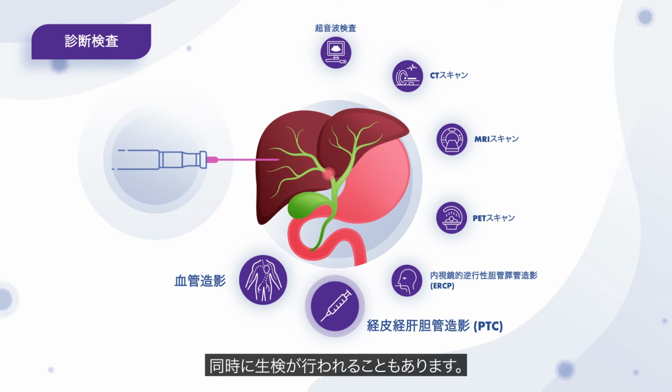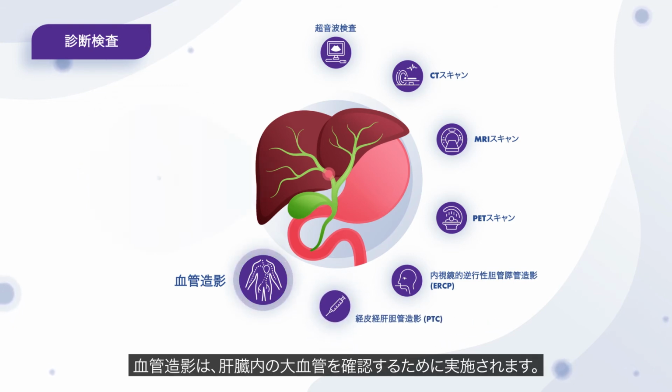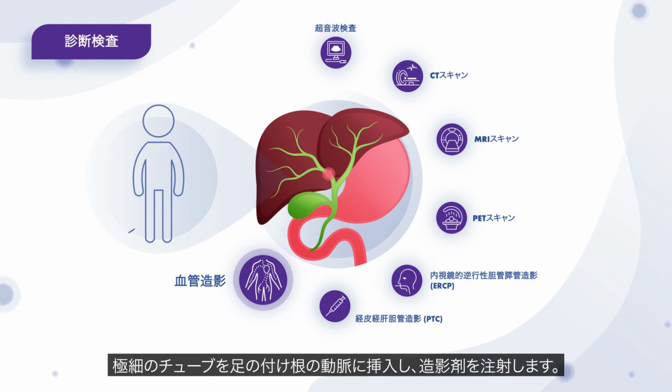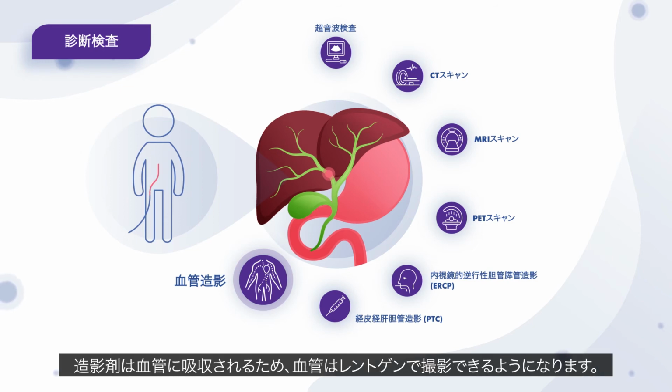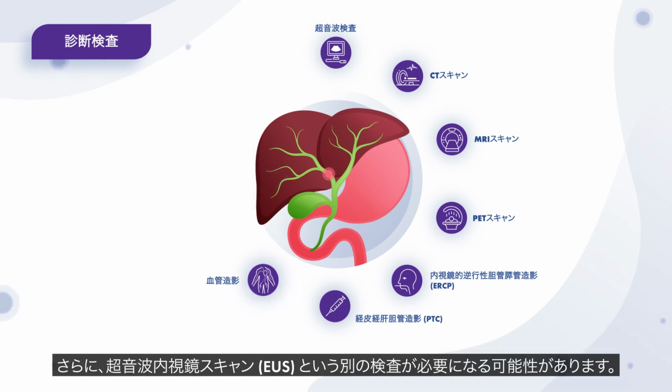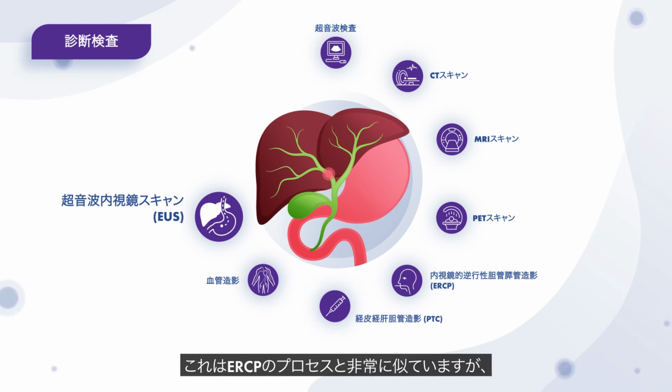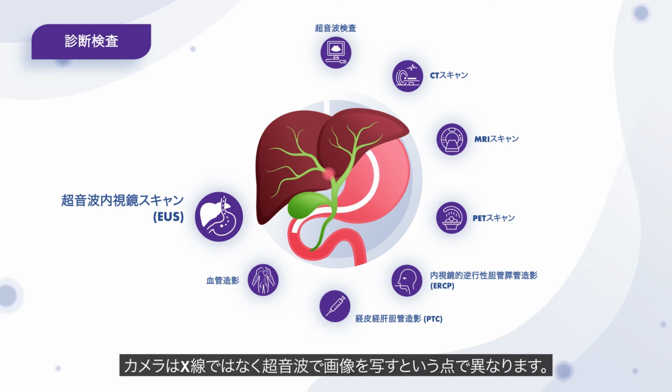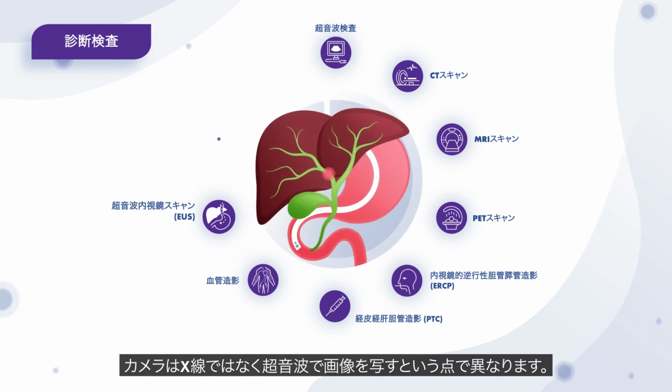the same time. An angiogram is used to look at larger blood vessels in the liver. A very fine tube is inserted into the artery in the groin, and a dye is injected, which is absorbed by blood vessels so they can be seen by X-ray. Another test that may be required is an endoscopic ultrasound scan, known as EUS, which is very similar to the process for ERCP, but the camera works differently by taking ultrasound pictures rather than X-rays.